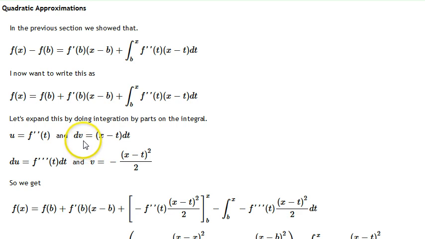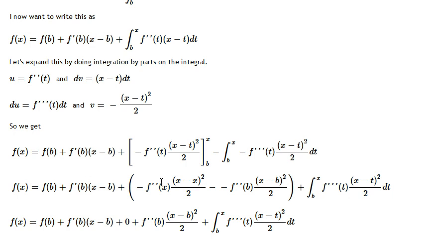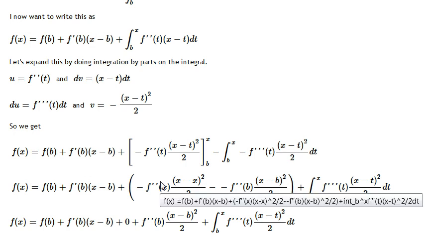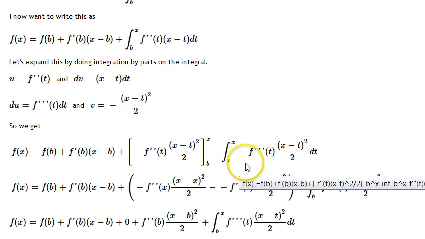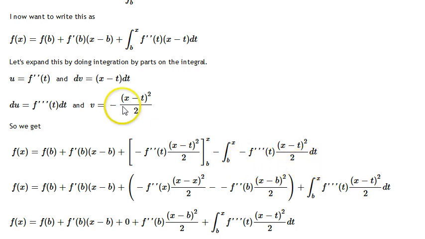and the derivative of the second derivative is the third derivative times dt. And integrating dv to get v, so I integrate x minus t dt to get minus (x minus t) squared over 2. Okay, so plugging that in, the integral of u dv is u times v minus the integral of v du. So this is the first stuff. I'm not touching that. So the integral here, there's the u times v evaluated between b and x, minus the integral of v du, and the minus sign comes along with the v, and the du is that.